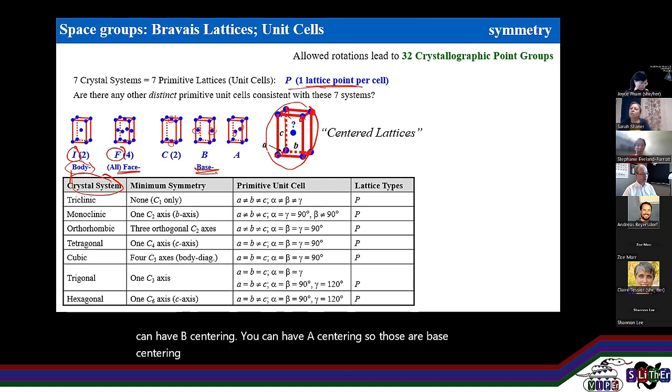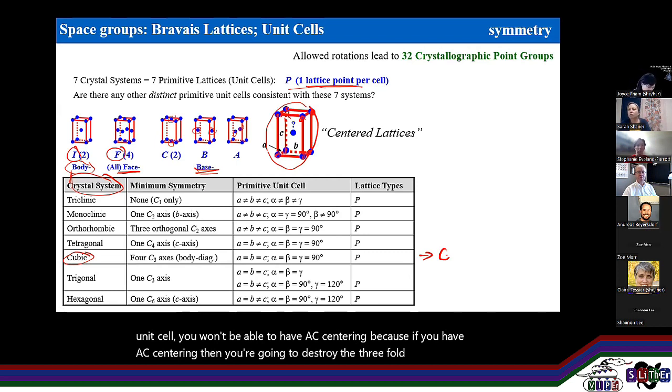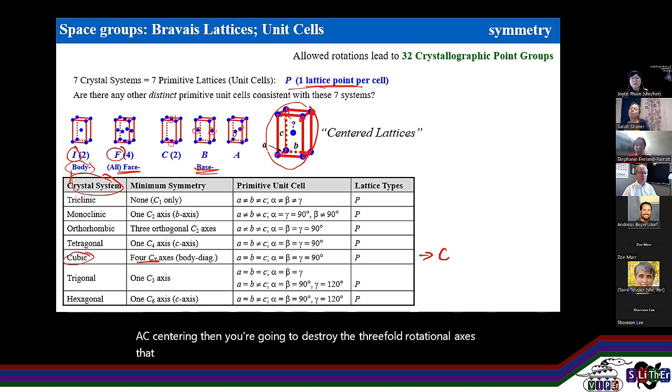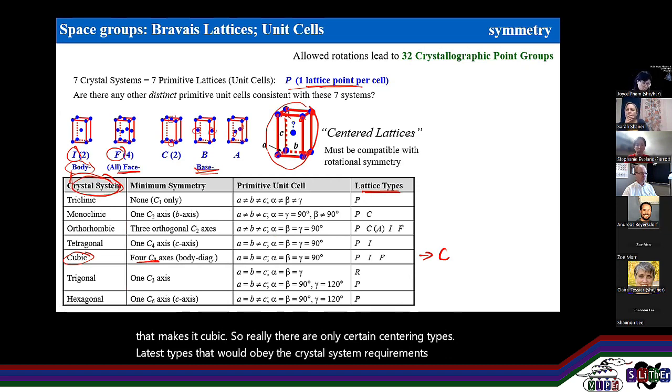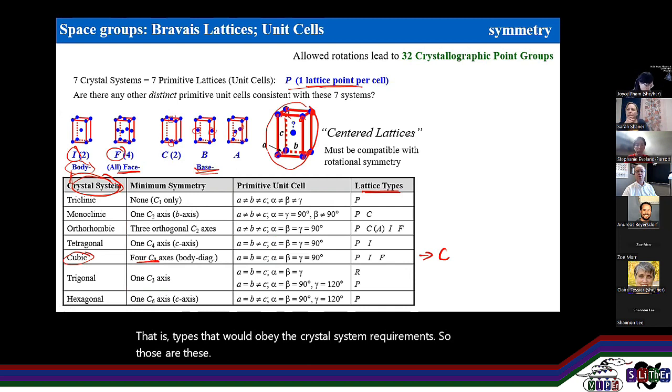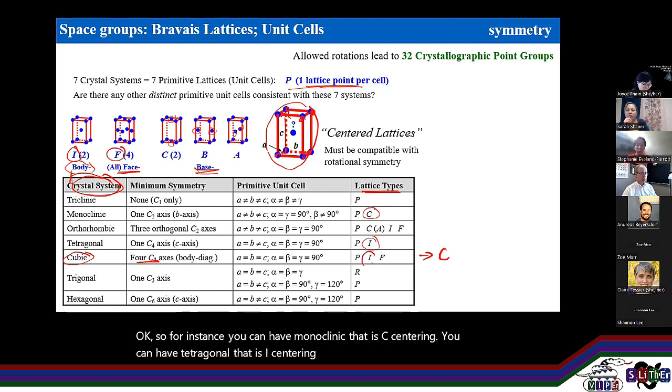And the thing is, for instance, if you're looking at a cubic unit cell, you won't be able to have a C centering, because if you have a C centering, then you're going to destroy the three-fold rotational axes that make it cubic. So really, there are only certain centering types, lattice types, that would obey the crystal system requirements. So those are these. For instance, you can have monoclinic, that is C centering. You can have tetragonal, that is I centering. You can have cubic, that is body centering.